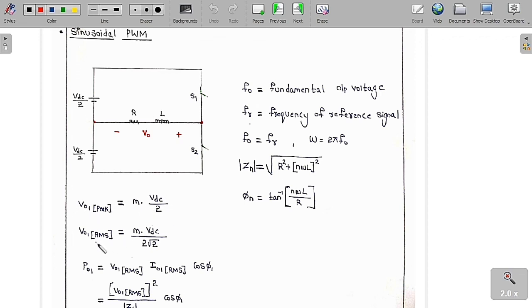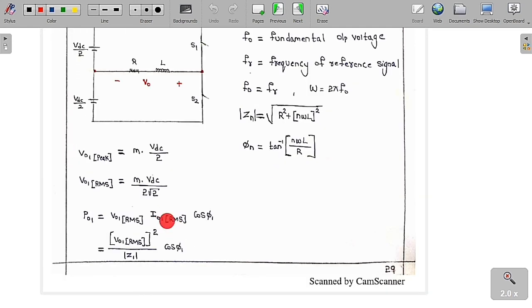If you want to find the RMS value of the fundamental component of the output voltage, it is the peak value by root 2, so we get M into VDC by 2 into root 2. If you want to find how much fundamental power is absorbed by the load, it is the RMS value of the fundamental component of the output voltage into the RMS value of the fundamental component of the output current into cos of phi 1.